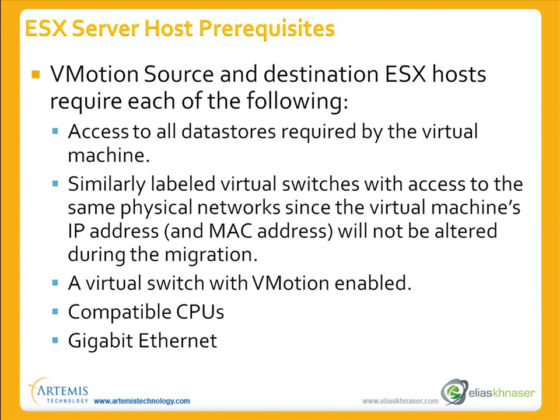Both ESX hosts would need to have similarly labeled virtual switches, and those virtual switches would need to be backed by a physical network that's a gigabit or more. Obviously, we would need a virtual switch with vMotion enabled, and we're going to talk about that when we go through the demo and how to set it up. You would need compatible CPUs, and again, you would need a gigabit Ethernet backbone.